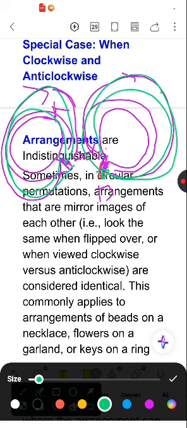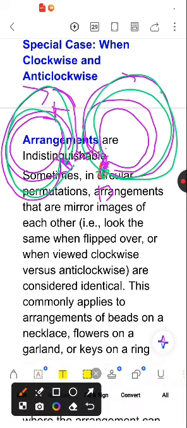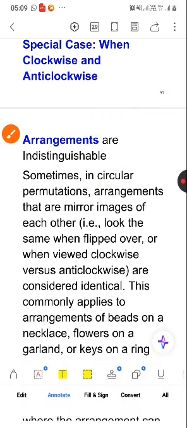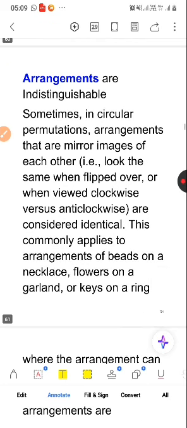But here, when it is a bead on a string, let's consider this. In circular permutation, arrangements that are mirror images of each other look the same. When flipped over, or when viewed clockwise versus anti-clockwise, they are considered identical, as I illustrated. So this commonly applies to the arrangement of beads on a necklace.